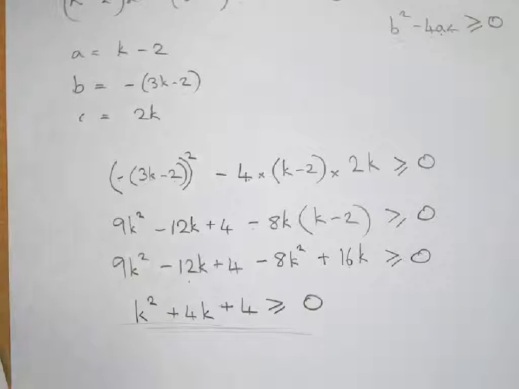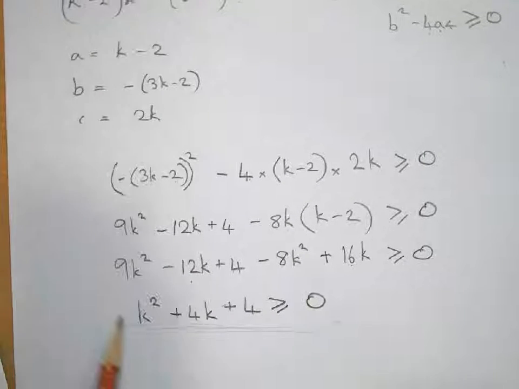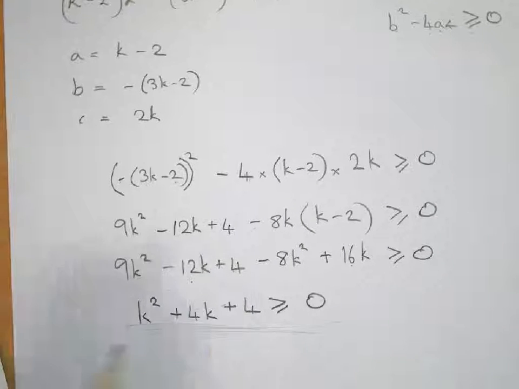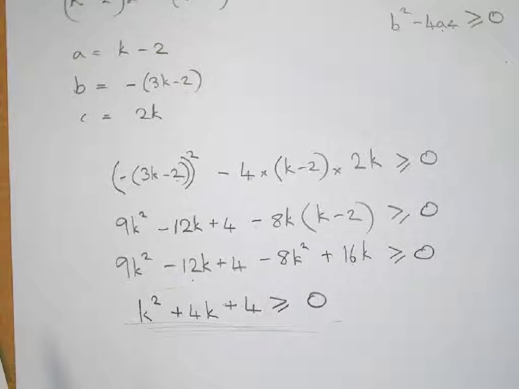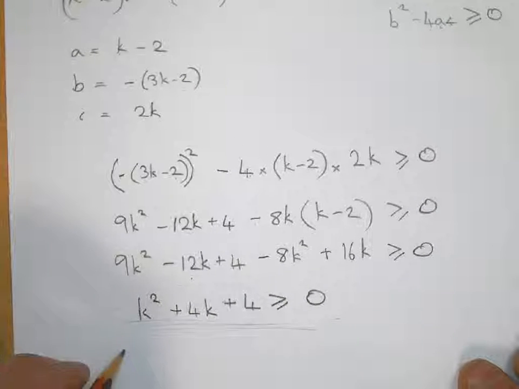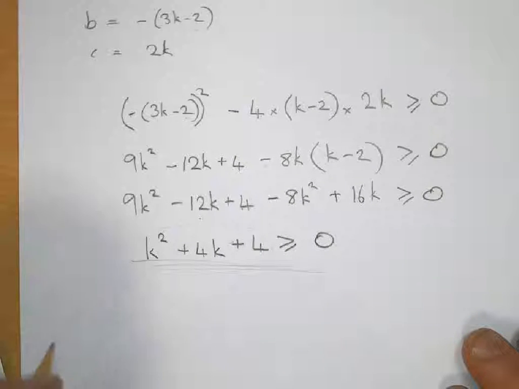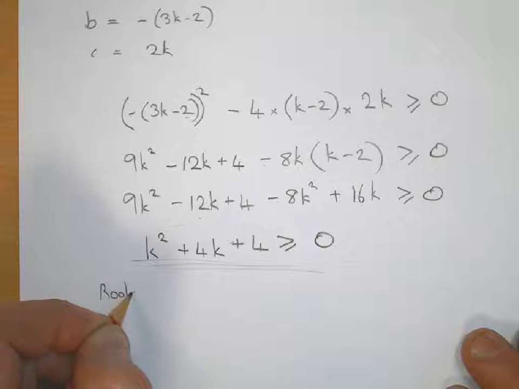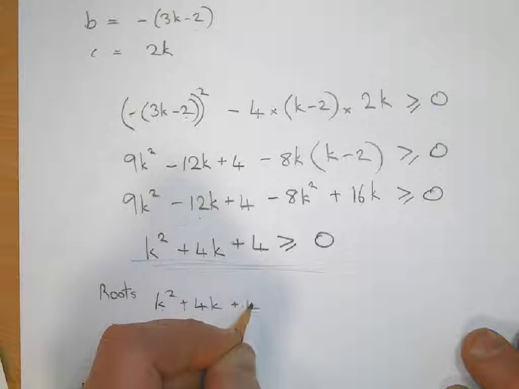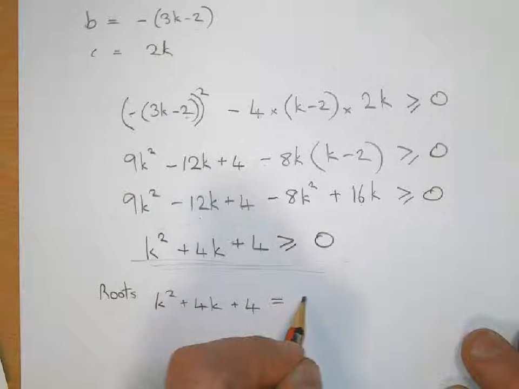And now to solve a quadratic inequality, you can't do that in your head. You've got to draw a little graph of it. You've got to draw a graph of this quadratic function, just a quick one. And then once you've drawn that graph, you'll be able to work out when it is greater than or equal to 0. So to draw a graph of this, what we want to look for is the roots. So let's work out what the roots are of k squared plus 4k plus 4. And the roots exist when it's equal to 0.